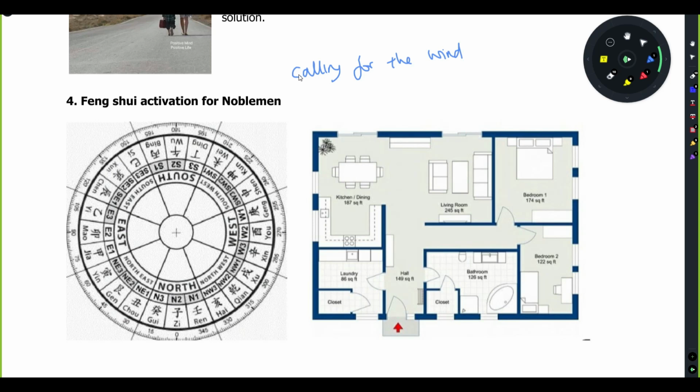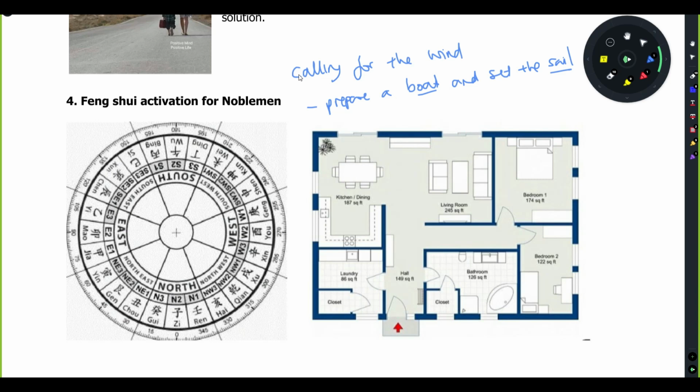But sometimes I see people who keep calling for the wind, but they don't have a boat. They didn't prepare a boat. There's no boat. And they didn't set the sail. If there is no boat, or if you have a boat and the sail is not set, calling for the wind doesn't really help. I find people activating for wealth.